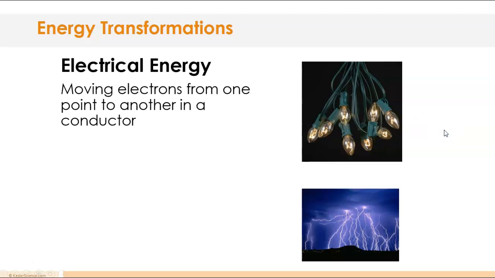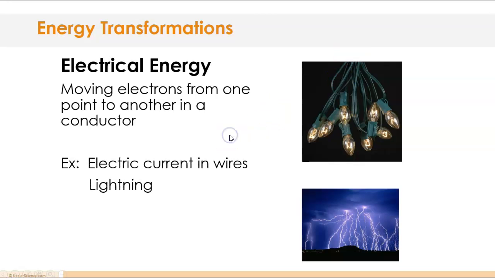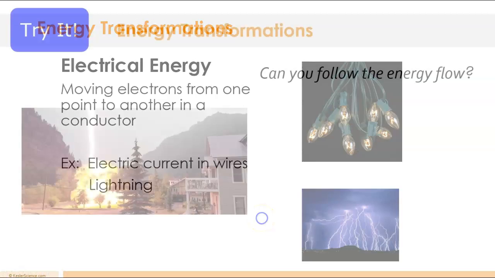Electrical energy is moving electrons from one point to another in a conductor. So a wire is an energy conductor, and electrons can move through there, and it creates an electrical field. Some examples are electric current in wires or lightning. That is when the particles move through the air in the atmosphere.